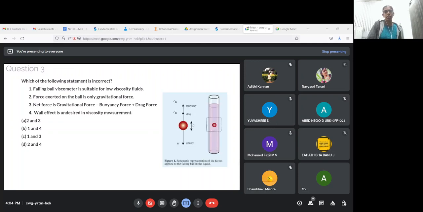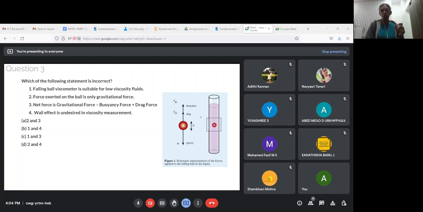If you guys have any prior experience with a falling ball viscometer, some of you would have done it in your 11th grade. You have a very tall cylindrical glass containing the liquid for which you want to measure the viscosity, and you have multiple spheres of different radii or diameters. You put the ball inside the cylinder and wait for it to come down. You have a start mark and an end mark, and from the start mark to the end mark you measure the time taken for the ball to come down.